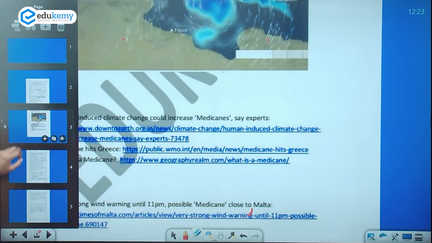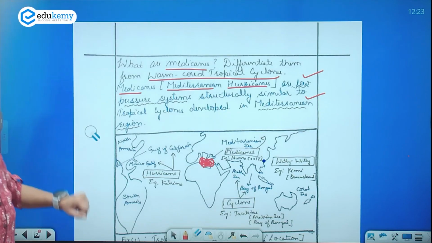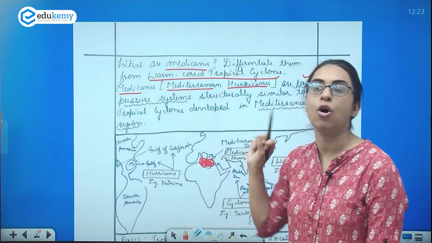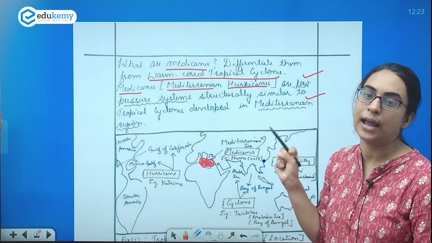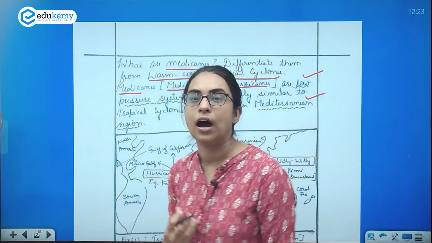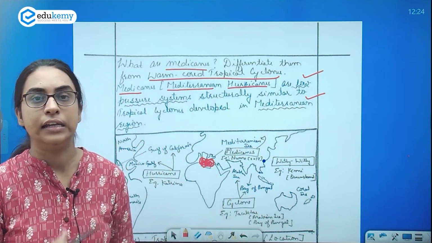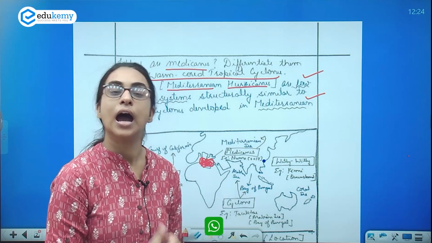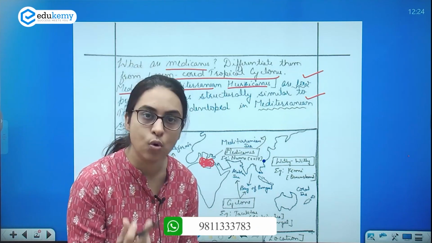Now, coming on to the main question. The main question is, what is Medicane and how do you differentiate it from the warm core tropical cyclone? So what are Medicanes? These are the Mediterranean hurricanes. They are also low pressure systems found in the Mediterranean region. Are they similar to tropical cyclones? No. What is the difference?